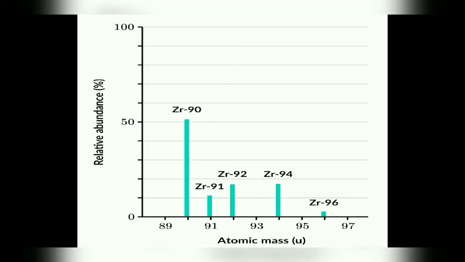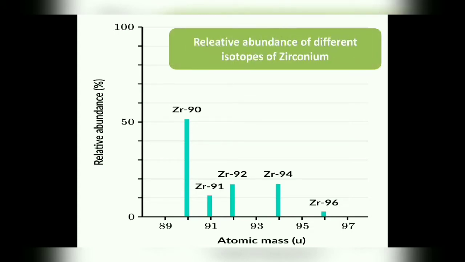Here is a sample. This is a sample of zirconium isotopes. This graph is showing the relative abundance of different isotopes of zirconium. You can see here zirconium has 5 isotopes: zirconium 90, zirconium 91, zirconium 92, zirconium 94 and zirconium 96. Along the x-axis we have taken atomic mass. Along the y-axis we have taken relative abundance. The peaks are showing the relative abundance of each isotope. For example, zirconium 90 has around 52%.